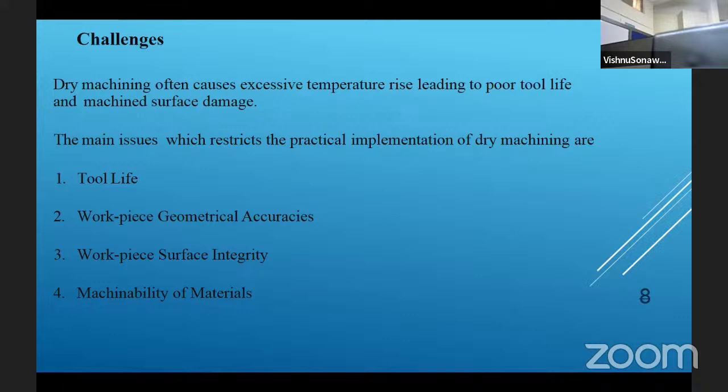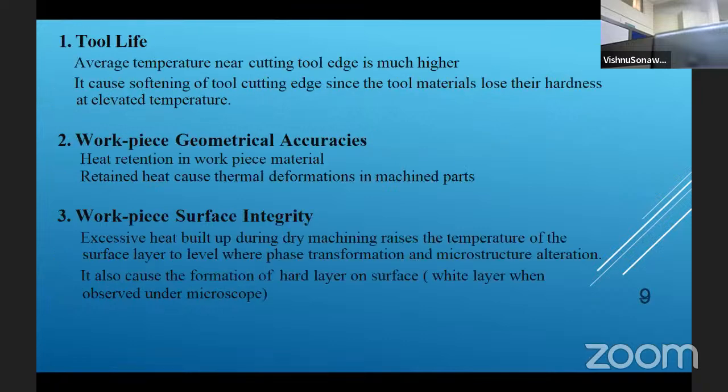What are the challenges in this dry machining operation? The main issues in dry machining are tool life, geometrical accuracies of the workpiece, surface integrity of the workpiece, and machinability of the material. These are the challenges that occur in dry machining operations. Here is the first challenge, tool life: the average temperature near the cutting tool and workpiece, and heat retention in the workpiece material, and the retained heat causes thermal deformation, right?